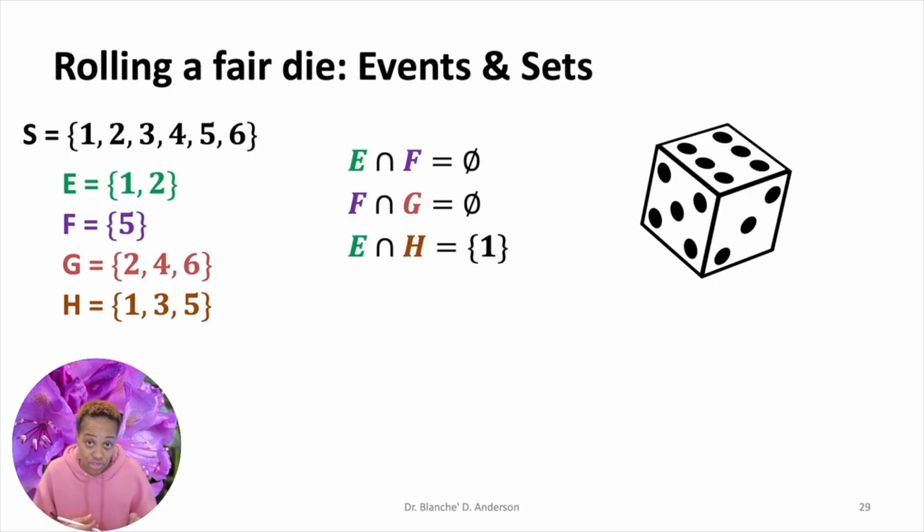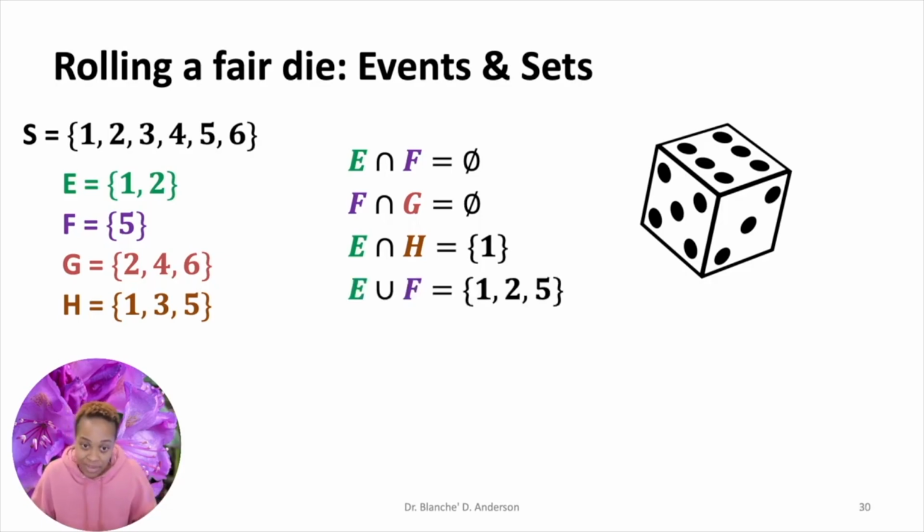E and H. E intersect H. Intersect means and, so it would have to exist in both of these events. E is the event that I roll a 1 or a 2, H is the event that I roll a 1, 3, or 5. Well, the intersection of those two, what elements they have in common, is rolling a 1. That's why that's the set {1}.